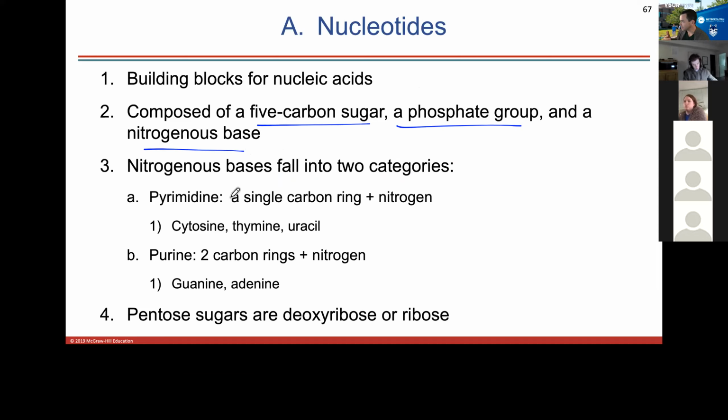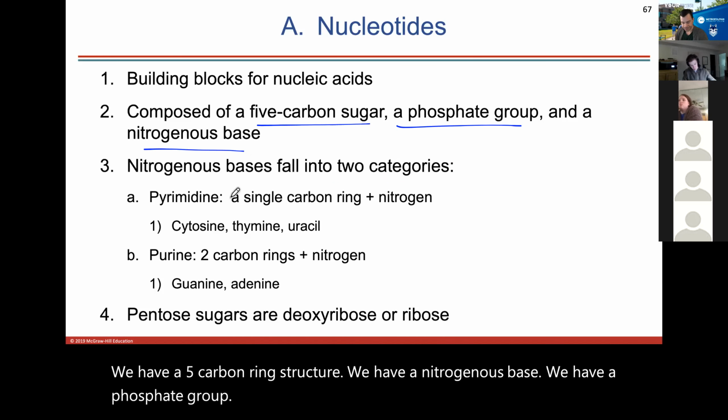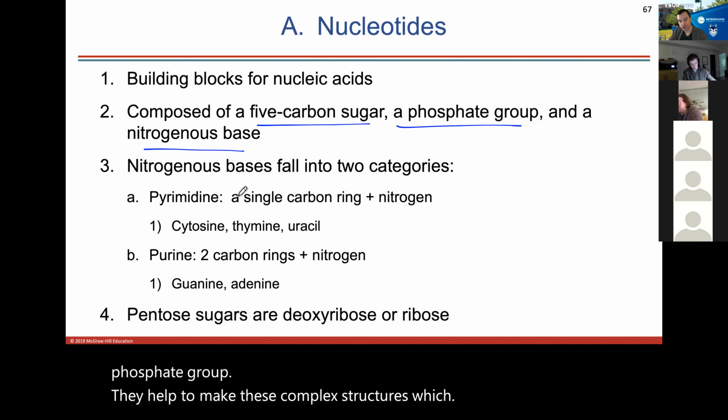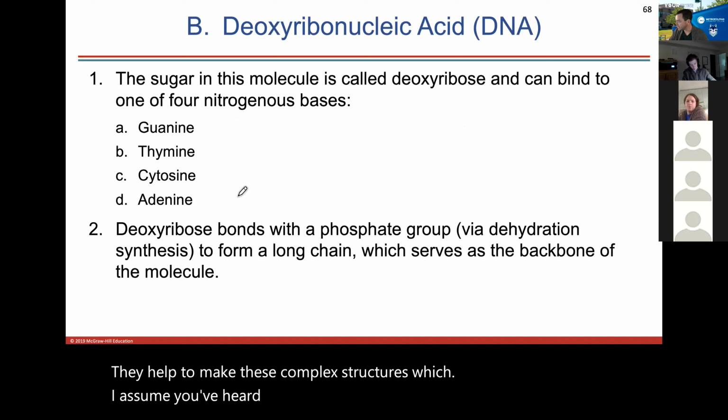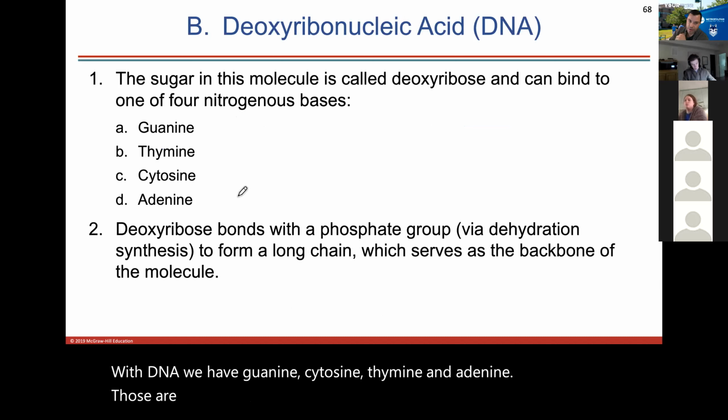Are comprised of a multitude of various different things. We have a 5-carbon ring structure. We have a nitrogenous base. We have a phosphate group. They help to make these complex structures, which I assume you've heard of before, DNA and RNA. With DNA, we have guanine, cytosine, thymine, and adenine. Those are our nitrogenous bases. You should probably remember that.